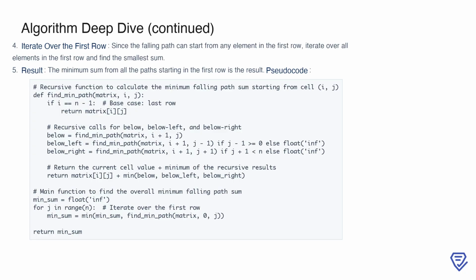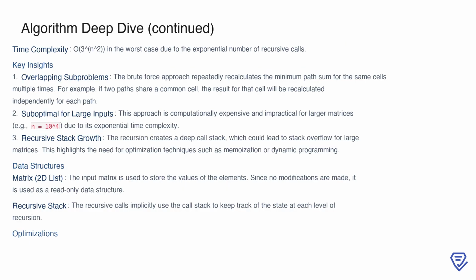This straightforward approach ensures we cover all possible paths, but the inefficiency of recalculating results for overlapping subproblems is a significant drawback. The brute force approach has a major limitation in its time complexity, which is 3^n in the worst case. This exponential growth arises because each cell in the matrix spawns recursive calls for up to 3 potential paths, leading to an overwhelming number of recursive computations as the matrix size increases.